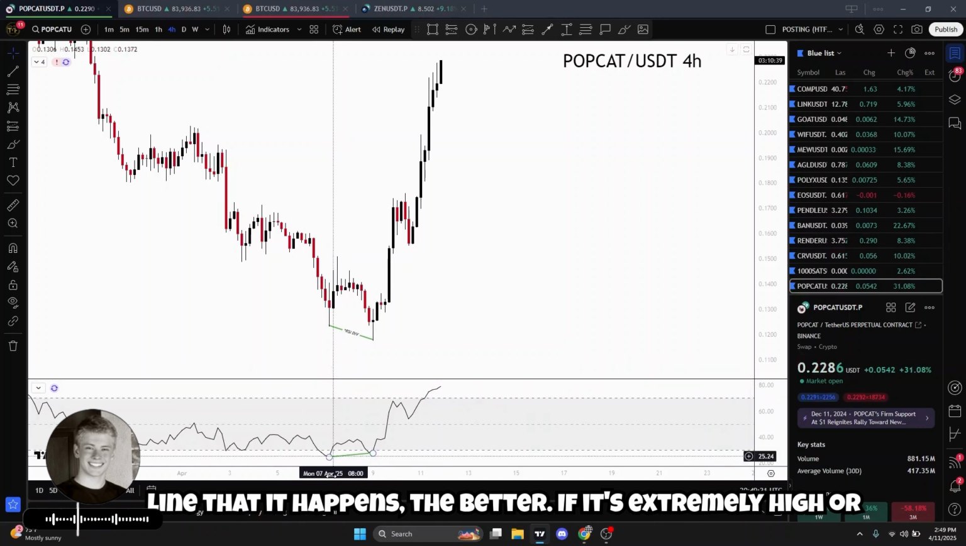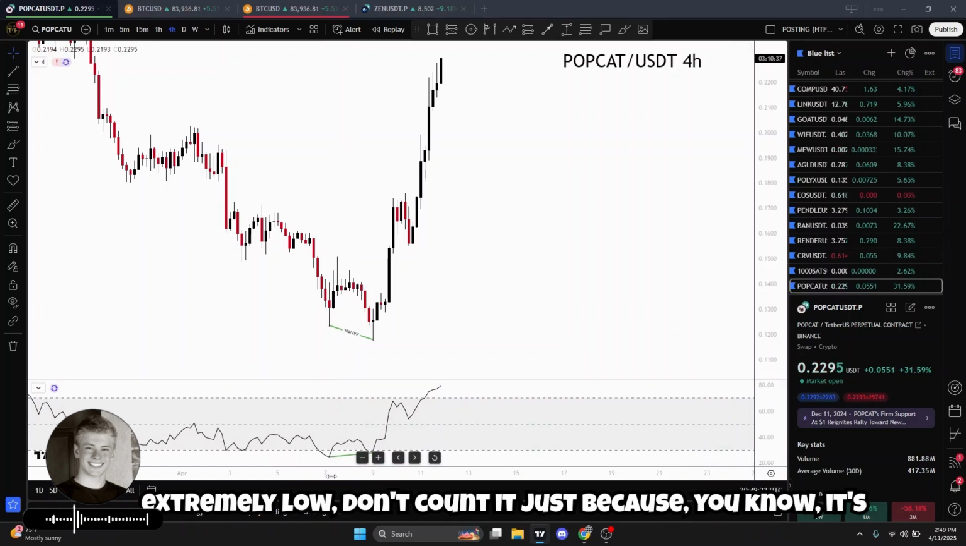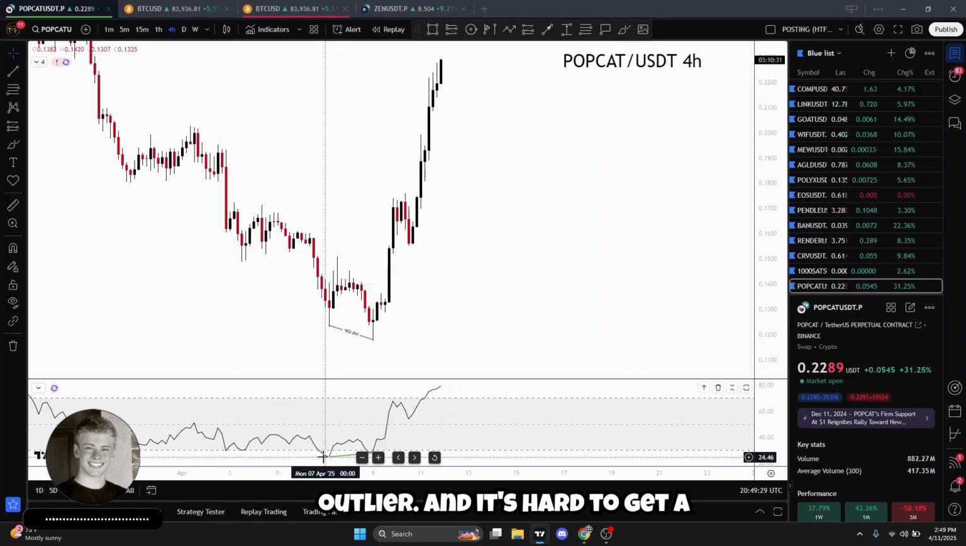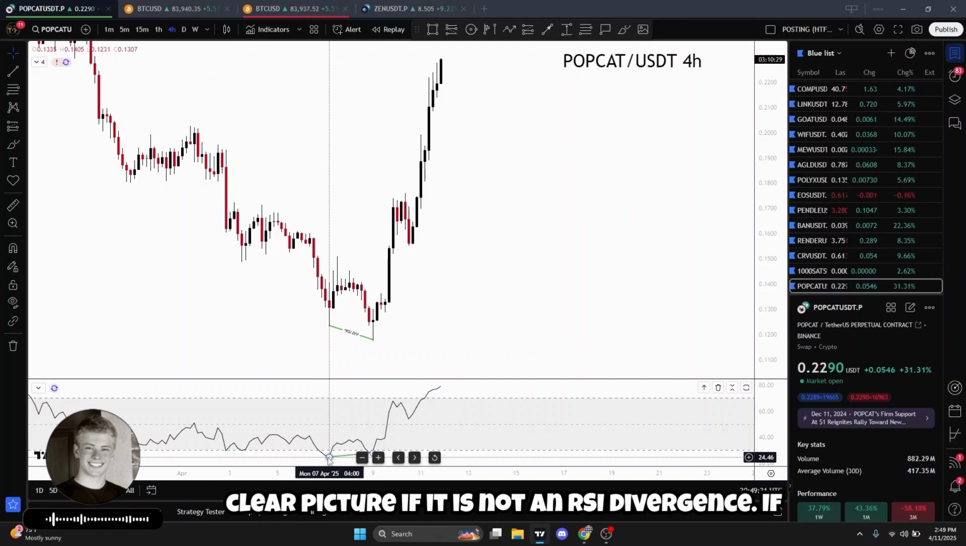If it's extremely high or extremely low, I don't count it, just because it's the extremes, and it's kind of an outlier, and it's hard to get a clear picture if it is or is not an RSI divergence, if that makes any sense.